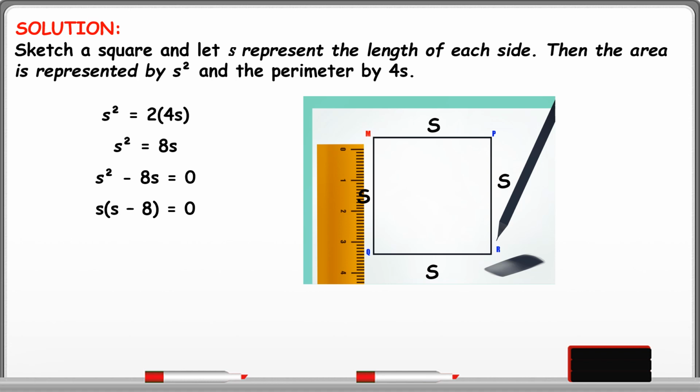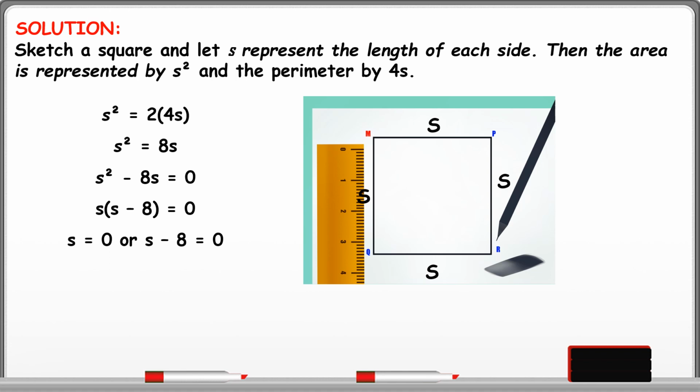If you want to check, S times S is S squared, and S times negative 8 is negative 8S. That's correct. And then, of course, we equate the factors to 0: S is equal to 0 and S minus 8 is equal to 0.